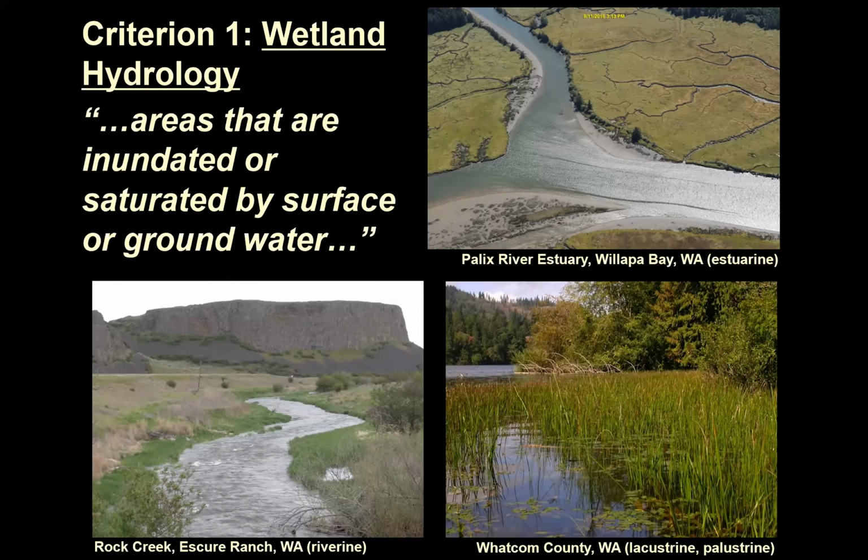Those wetlands can be supported by riverine flows. Those are called riverine wetlands. Lower left there, Rock Creek, Escure Ranch in the channeled scablands of eastern Washington, south of Spokane. Or they can be associated with lakes. Those are called lacustrine systems. So the water that's in the lake can support wetlands. And then there are wetlands that are not associated with rivers or lakes in certain ways. And so those might be referred to differently. And so we refer to those as palustrine wetland systems.